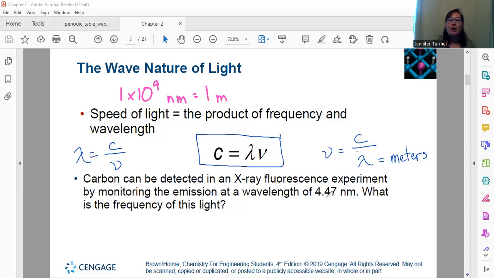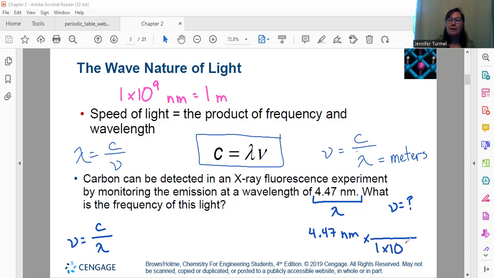Okay, so now we have our first problem down here, and it tells us that we have a wavelength of 4.47 nanometers, and they're asking us for our frequency. So we're looking for nu. Okay, so this is just a simple, we're going to be using this equation over here, that nu is equal to C over lambda. Okay, and the first thing that we're going to need to do is convert this. So just remembering here, we have 4.47 nanometers. Okay, and working that conversion gives us 1 times 10 to the 9th nanometers per meter.